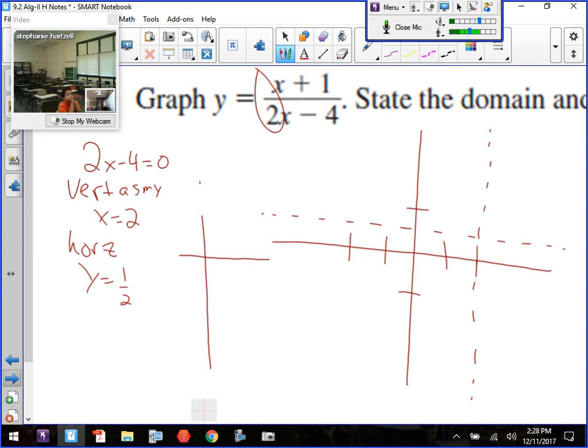My table, I'm going to pick 2 to the left and 2 to the right: 1, 0, 3, and 4. Pick 2 to the left and 2 to the right of your vertical asymptote so you know where your boundaries wind up going to. Yes, sir?